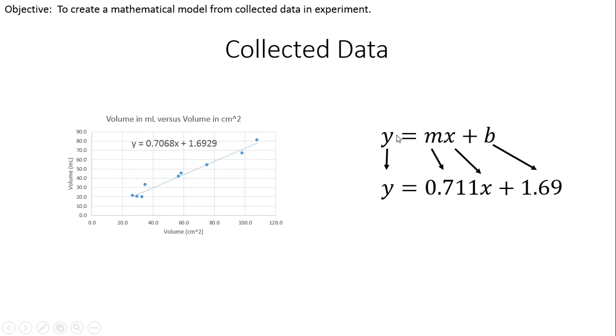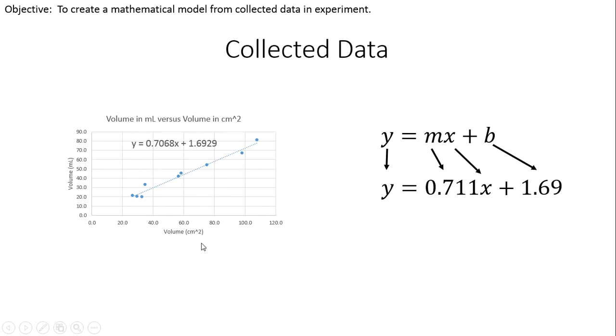So we've got our y, and we've got our slope of 0.711 for m. Our x is our x variable, and b is our intercept at 1.69. It's where this line intercepts the y-axis. What we're going to do in this class is not measure y or x, but instead we measure variables instead of x and variables instead of y.